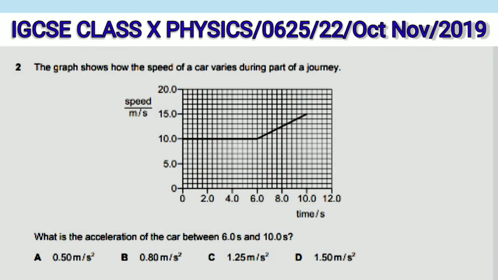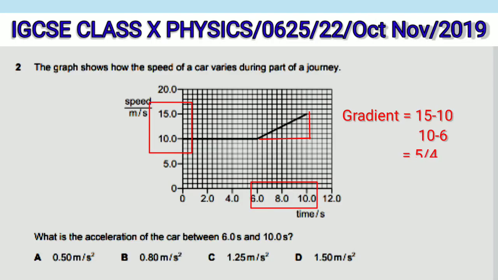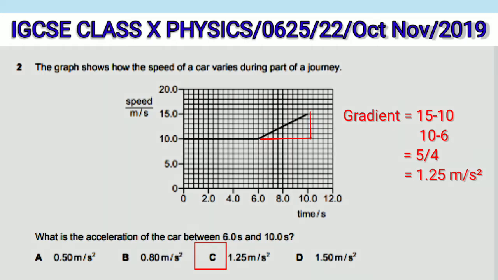Second question. The graph shows how the speed of a car varies during part of a journey. What is the acceleration of the car between 6 seconds and 10 seconds? To find acceleration from a speed-time graph between 6 and 10 seconds, we have to find the gradient of the line between 6 and 10 seconds. So gradient is equal to (15 minus 10) by (10 minus 6), that is 5 by 4 or 1.25 meter per second square. So the correct answer is option C. Acceleration of the car between 6 and 10 seconds is 1.25 meter per second square.